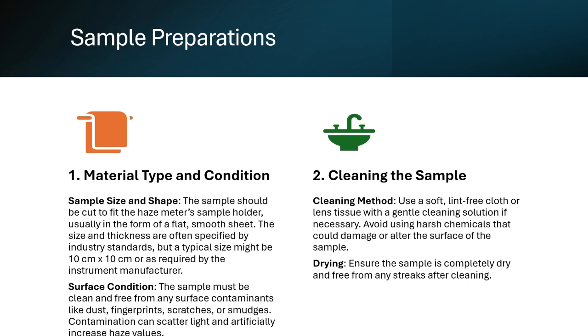The size and thickness are often specified by industry standards, which is 10 centimeters by 10 centimeters, or as required by the instrument manufacturer. Also, the surface should be dust-free and free of fingerprints, scratches, or smudges, as these can affect the haze values. The sample should also be cleaned with a soft cloth and tissue to avoid fluctuations in the values in the experiments.